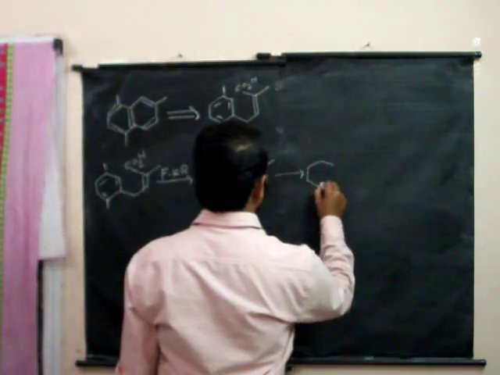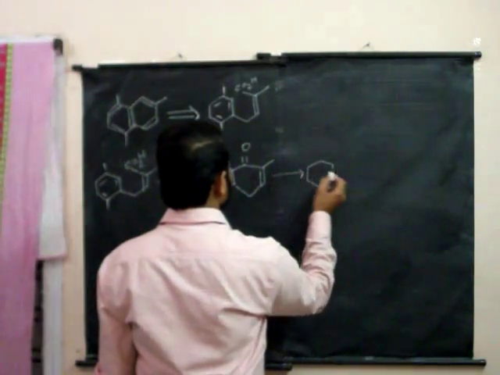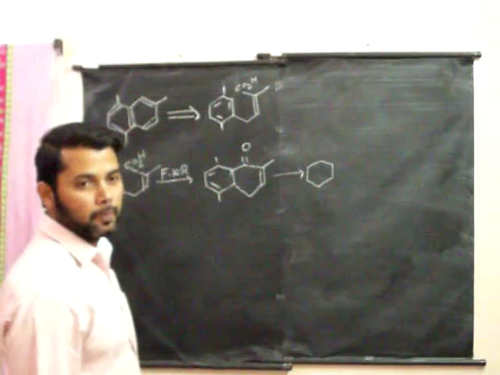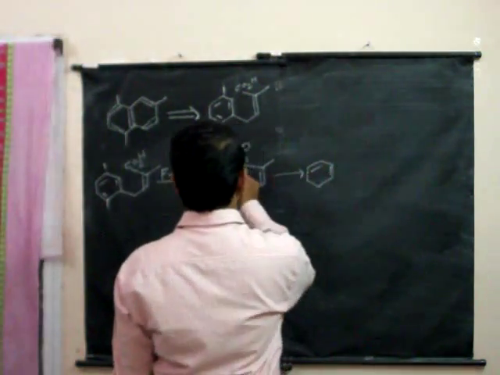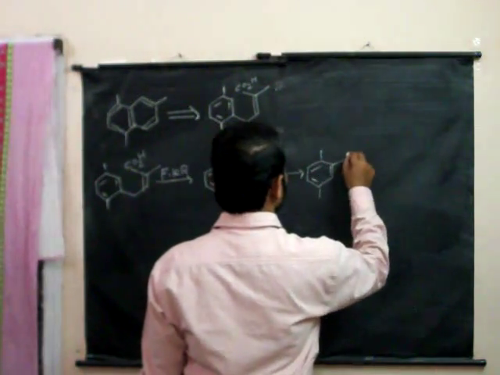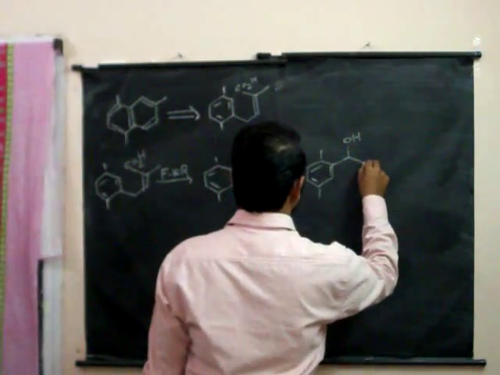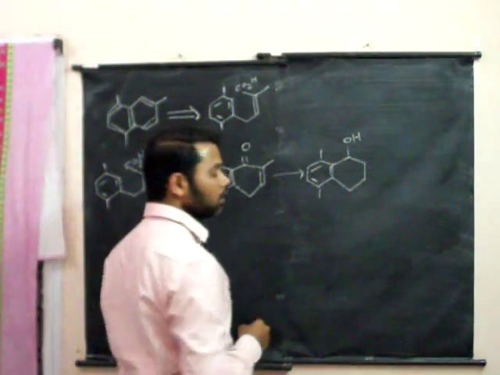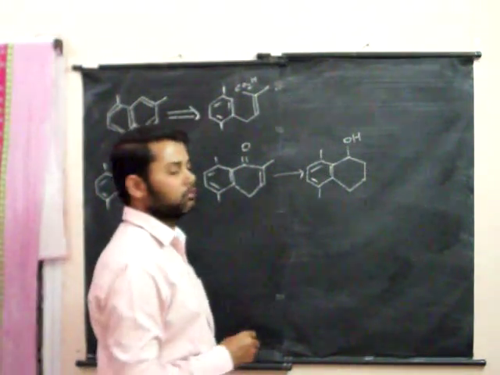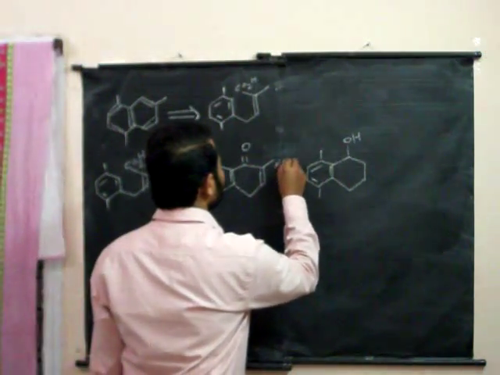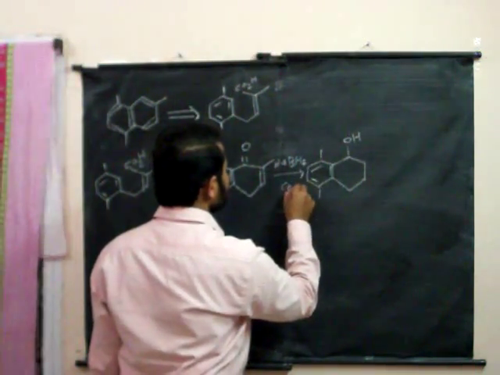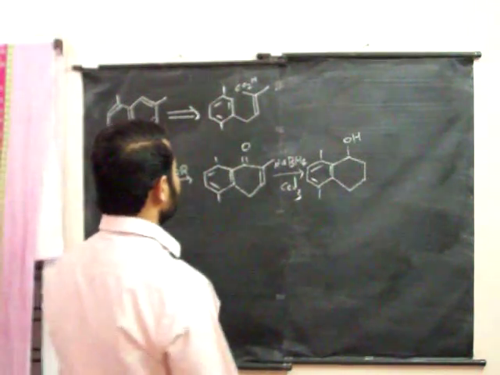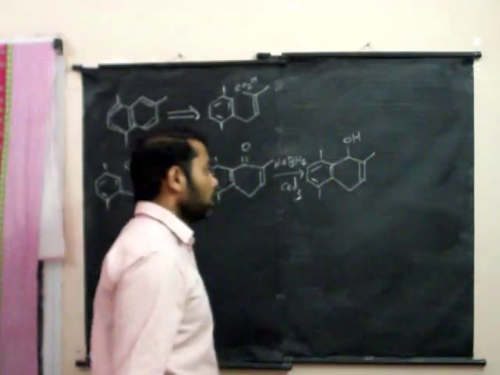Now from this, we can reduce both the functional groups. This OH, I don't want to reduce this double bond. For that I can go for a Luche reduction, that is sodium borohydride in the presence of cerium chloride. This is a selective reagent. This is called Luche reduction. So if we do this reaction, we will end up with this compound.